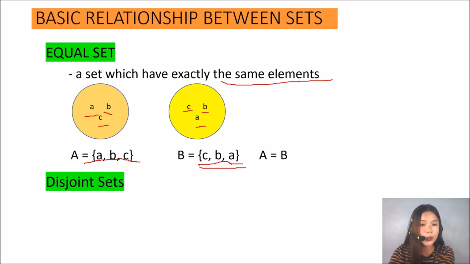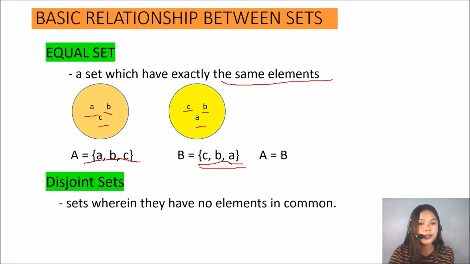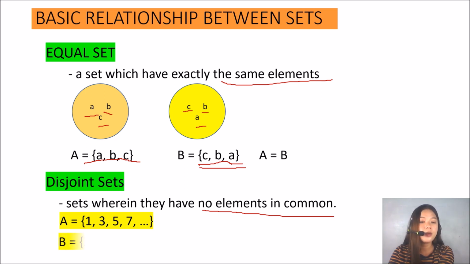And then we also have disjoint set. Ano naman po ang disjoint sets? Sets wherein they have no element in common. Wala pong element ang parehas sa kanila. For example, we have set A, set of odd numbers. What are odd numbers? 1, 3, 5, 7, and so on and so forth. And then we also have set B, set of even numbers. What are those? 2, 4, 6, 8, and so on and so forth. So, may parehas po ba sa kanila? May common element po ba sa kanila? Wala. Therefore, the two sets are disjoint. So, that is equal and disjoint set.